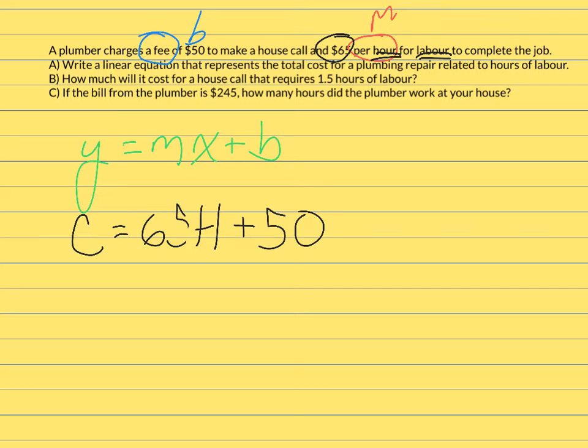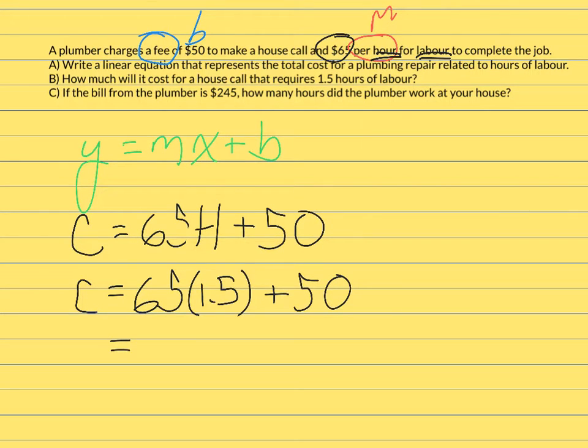Okay, let's look at B. How much will it cost for a house call that requires 1.5 hours of labor? All right, so let's go ahead and figure out our cost. 65, we have 1.5 hours of labor. Let's try that again. 65 times 1.5 hours of labor plus 50.